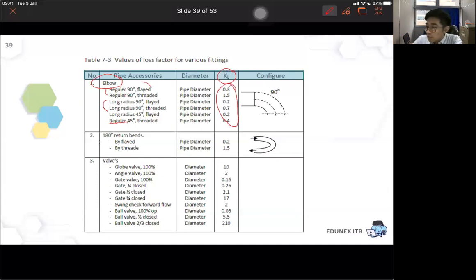And what is the plate and threaded here? Do you understand the differences? I don't understand, sir. This is how you connect the elbow to the pipe. Flat is, do you know the meaning of flat or the translation of flat? No, sir. The others, ada yang tahu artinya flat apa? Or threaded?